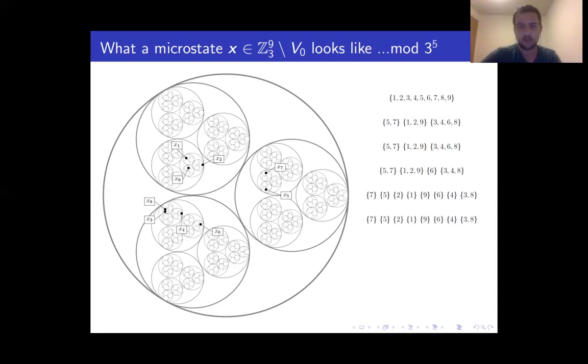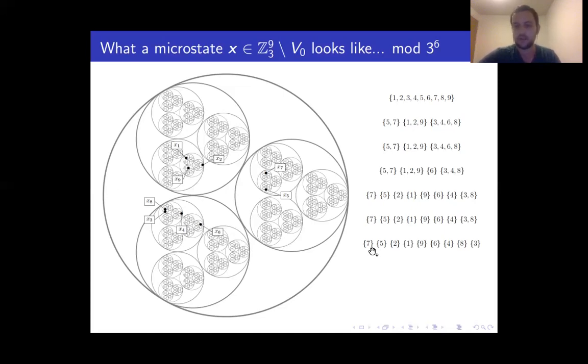Modding out by 243, once again, we see that no further distinction between the particles has happened yet. So these are still together. But finally, when we get to mod 729, we can see that they are in their own little cosets, and all of the other particles are in their own cosets. So we finally reach the partition where everything is broken apart. And at this point, we don't really learn anything else. So we can still mod out by 3 to the 7th, but we're not going to learn anything new, at least as far as these partitions are concerned.